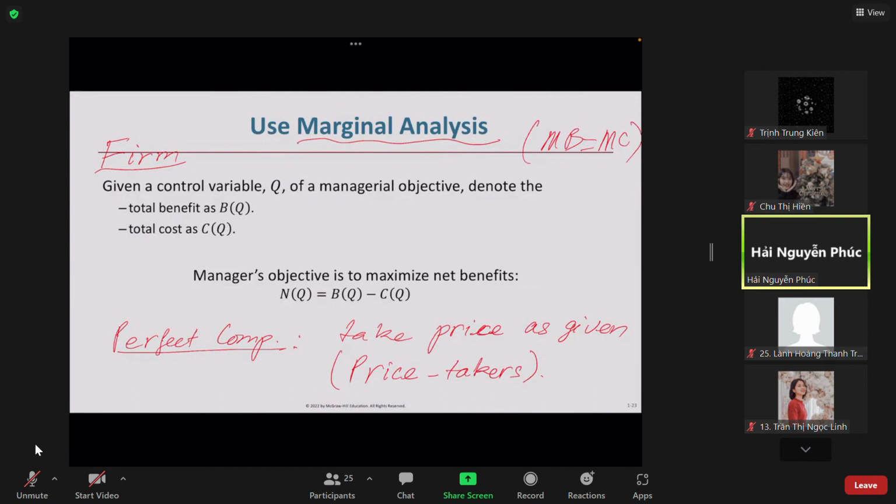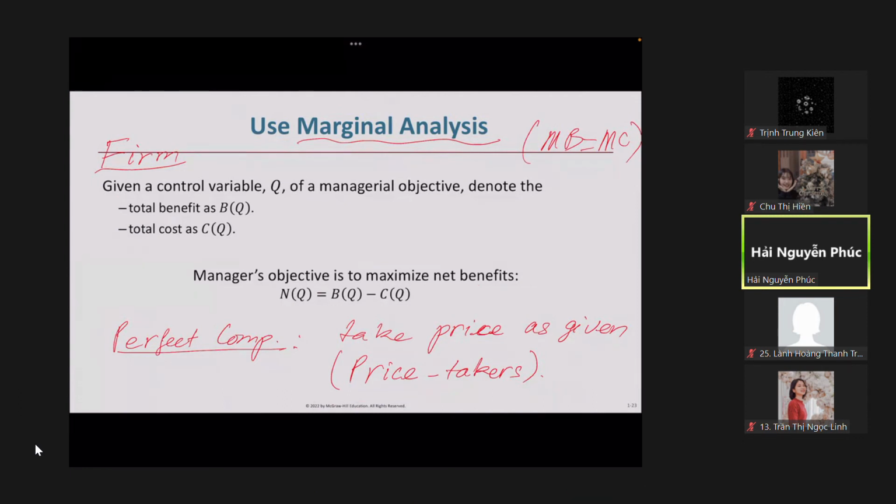Once again, in perfect competition, I say the firm takes the price as given, and they are called price takers. Do you understand this point?